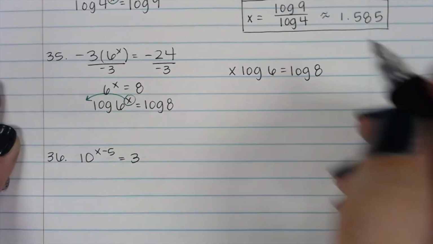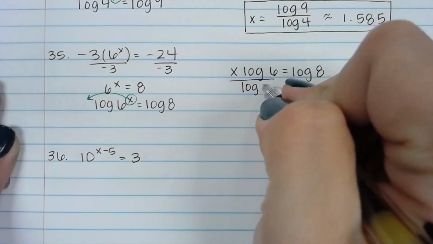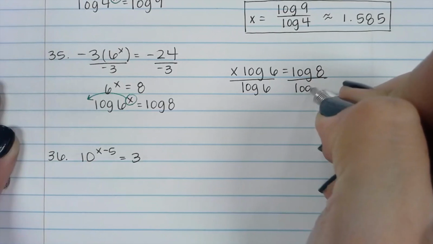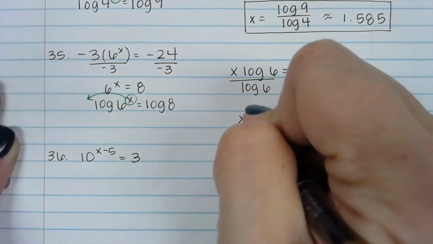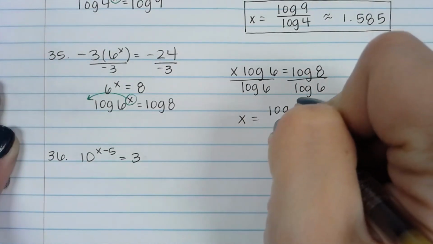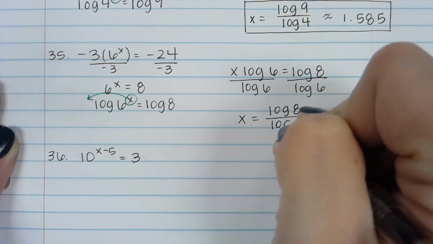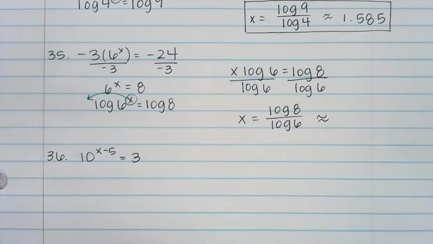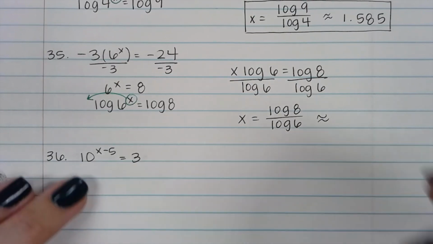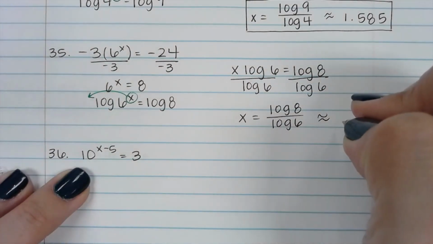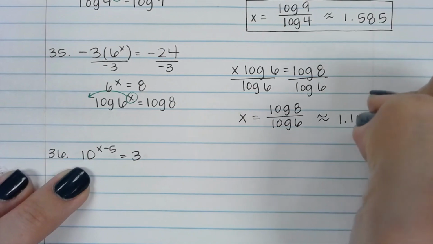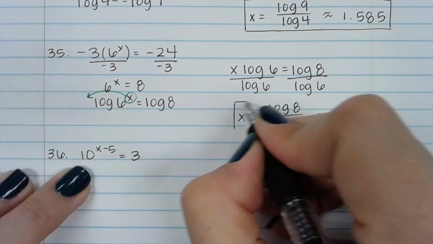And then you're solving it, so to get the x all by itself, I'll divide both sides by log 6. And so my exact answer would be log 8 divided by log 6. And then because the directions to the question say they also want it rounded, go ahead and type those into your calculator as well. So for question 35, rounded to 3 decimal places, it's going to be 1.161.